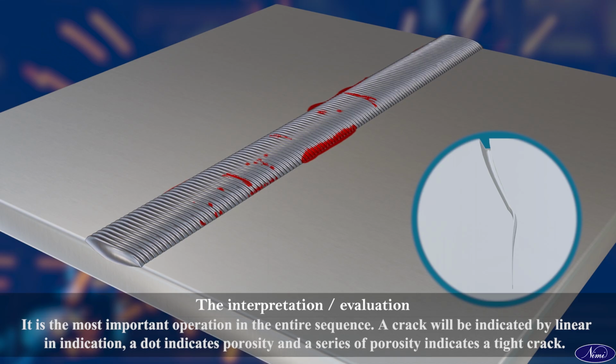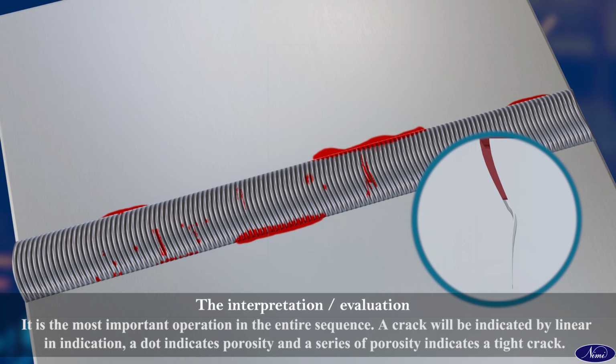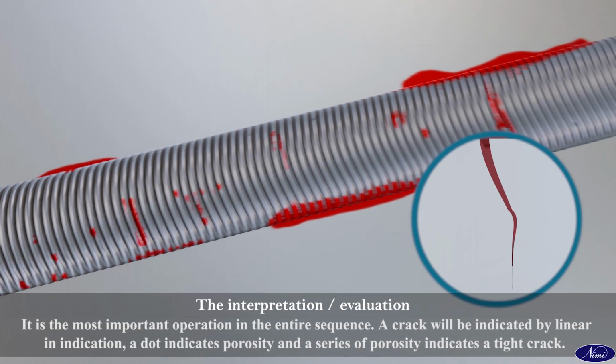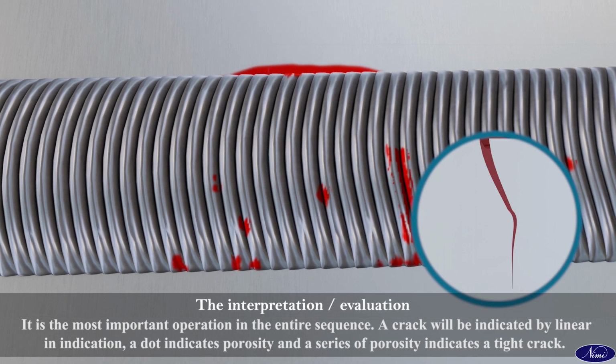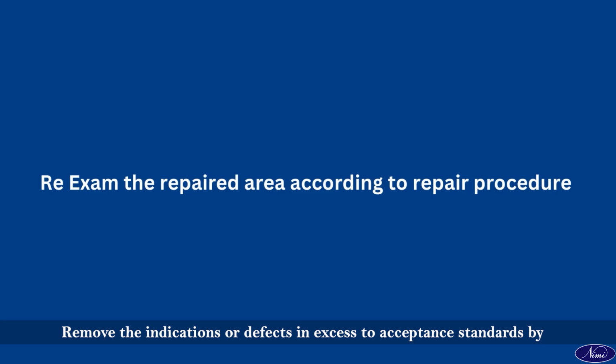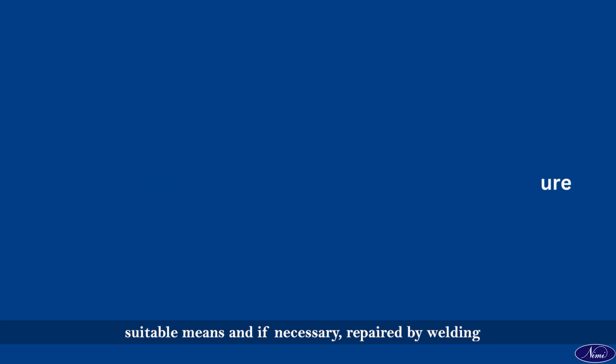The interpretation or evaluation is the most important operation in the entire sequence. A crack will be indicated by a linear indication, a dot indicates porosity, and a series of porosity indicates a tight crack. Remove the indications or defects in excess of acceptance standards by suitable means and, if necessary, repair by welding.